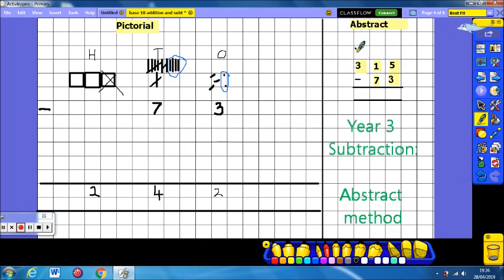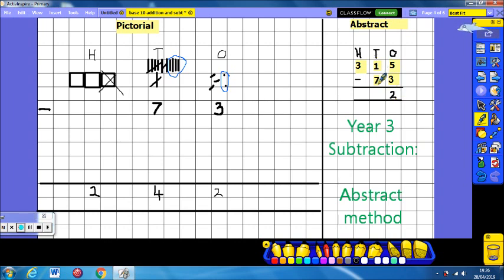Let's have a look at the abstract. So we're going to label our hundreds, tens and ones again to make it clearer. We always start on the right hand side with any equation when it's column addition or subtraction. So off we go again. 5 ones take 3 ones. That one's quite easy. That will equal 2 ones. We go to the tens column.